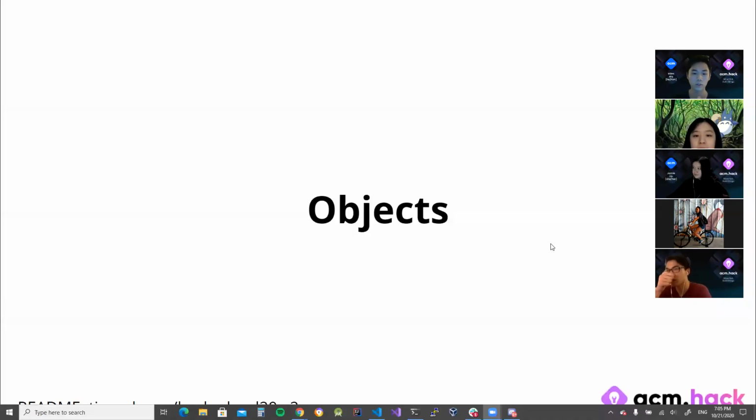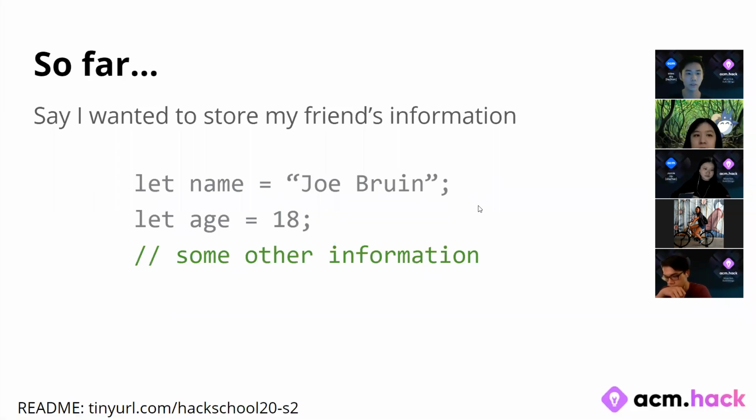All right, so now that we're back, let's talk about another tool in JavaScript called objects. So far, what we've been working with is variables, where you can store a single piece of information, either a string, a number, whatever you want.